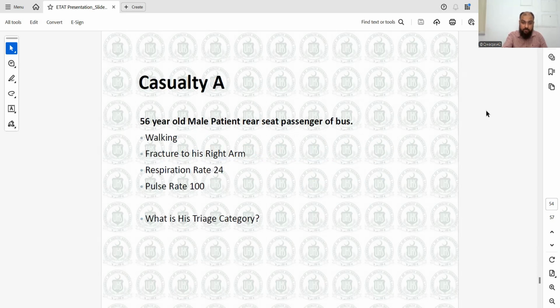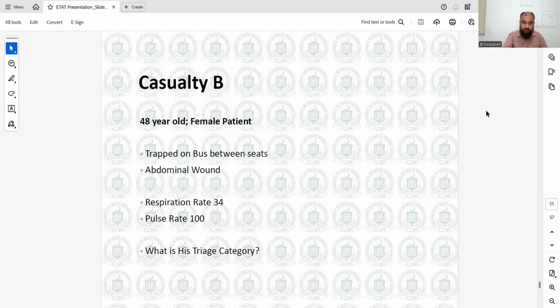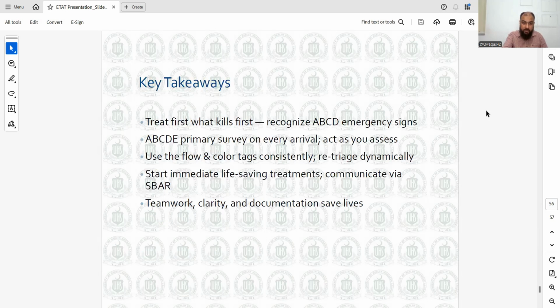Simulation and assessment. Casualty: a 56-year-old male patient, rear seat passenger of the bus, walking, right hand fracture to his right arm, respiratory rate 24, pulse rate 100. What is the triage category? This is the second scenario in which respiratory rate is 34, pulse rate is 100, and there is an abdominal wound. What is his triage category?